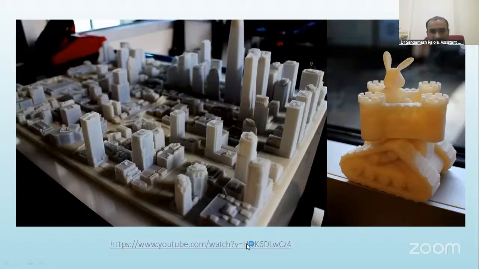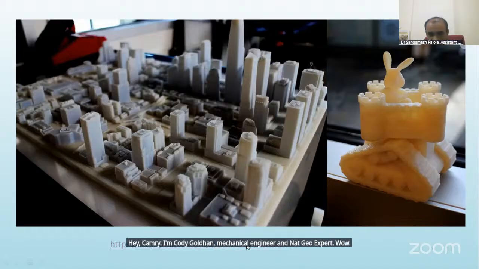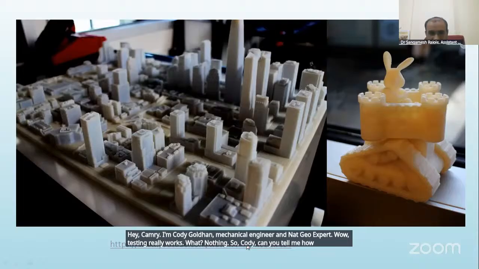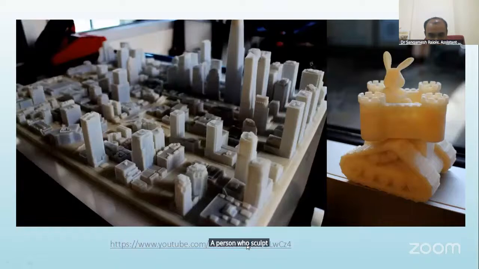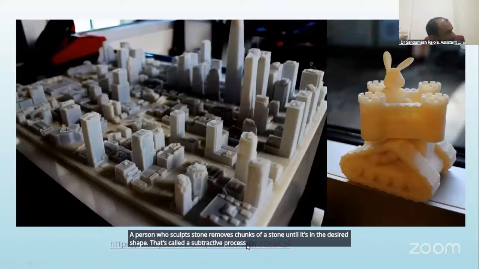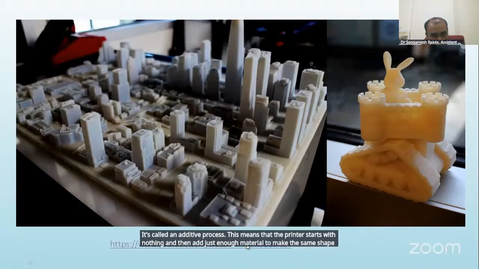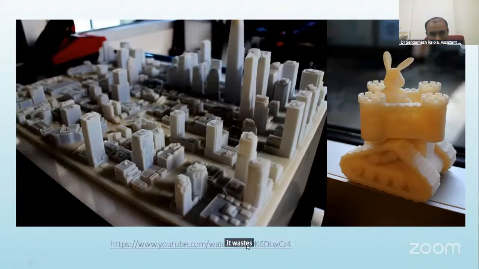Hey Cameron, I'm Cody Goldhunt, mechanical engineer and Nat Geo expert. Wow, that thing really works. What? Nothing. So, Cody, can you tell me how a 3D printer shapes things so perfectly? Is it like a robot sculptor? Not exactly. A person who sculpts stone removes chunks of the stone until it's in the desired shape. That's called a subtractive process. The 3D printer does the reverse. It's called an additive process. This means that the printer starts with nothing and then adds just enough material to make the same shape as a sculptor. It wastes less material than traditional manufacturing.